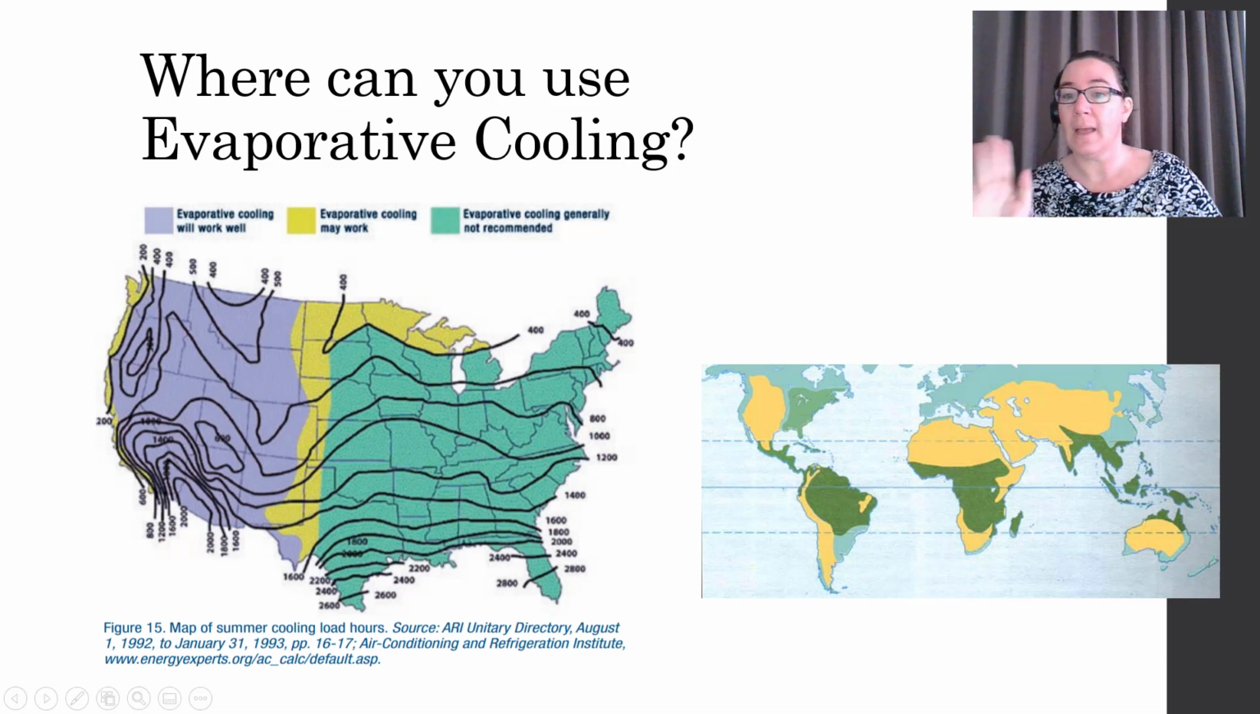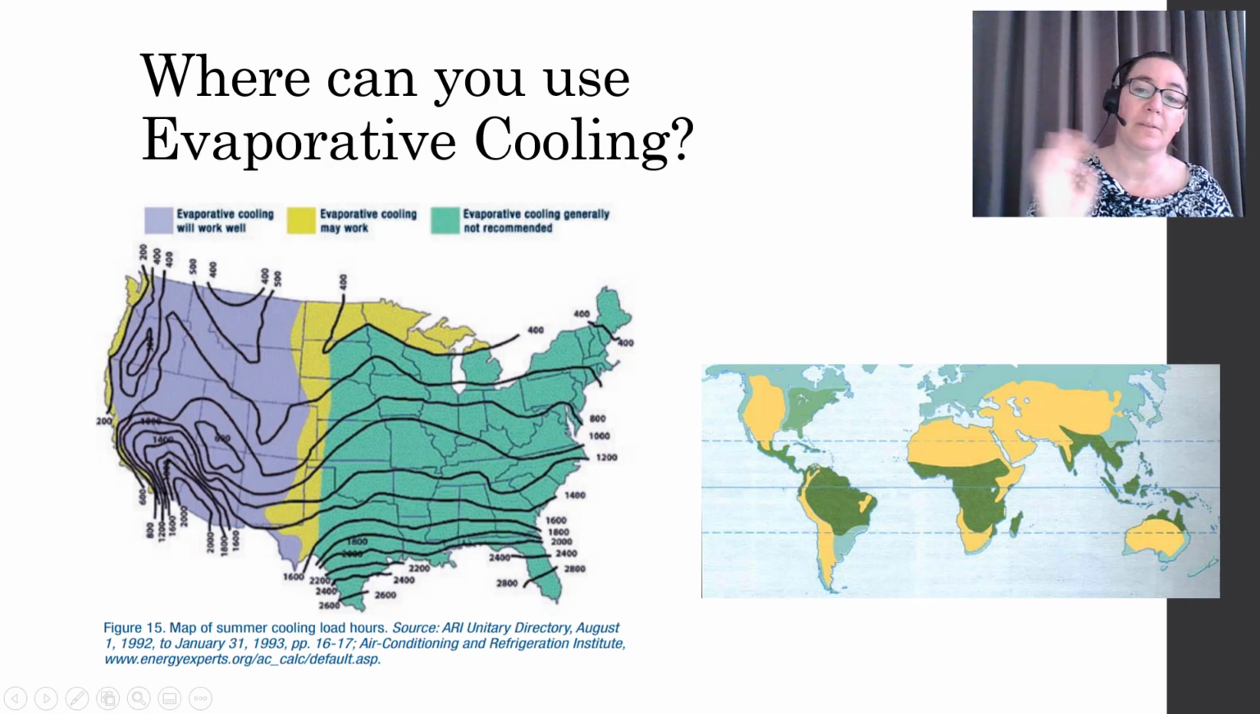Around the world, take a look at this map. You can see everywhere in kind of the yellow are the dry climates. And then in the mid-green to dark green are the humid climates where evaporative cooling won't work. So you can see that this is useful across a wide swath of the world.